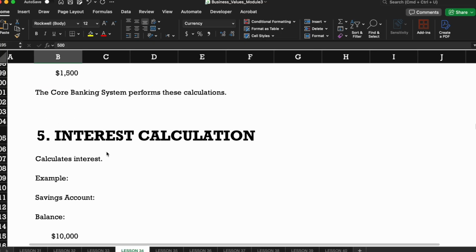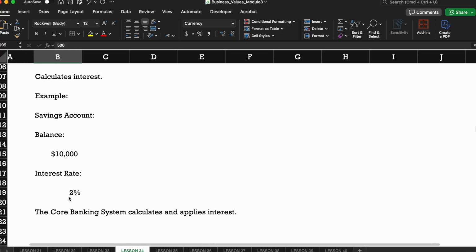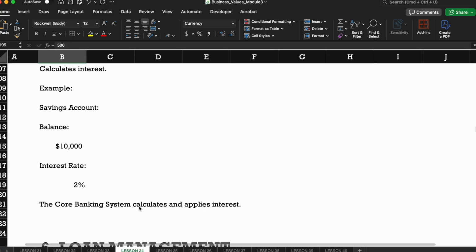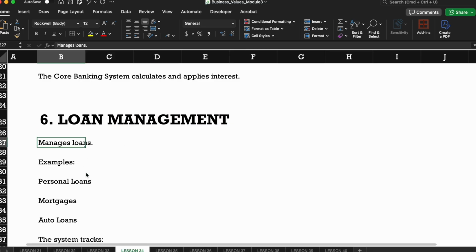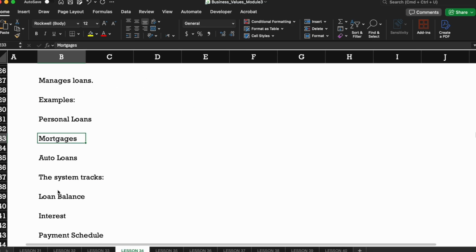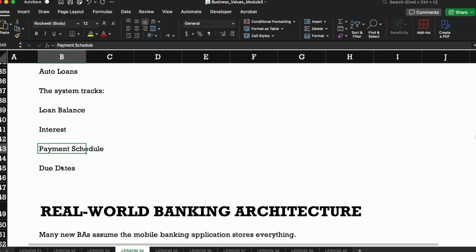Number 5, interest calculation: calculates interest. Example: savings account balance $10,000, interest at 2%. The core banking system calculates and applies the interest. Number 6, loan management: manages loans, for example personal loans, mortgages, auto loans. The system tracks loan balances, interest, payment schedules, and due dates.